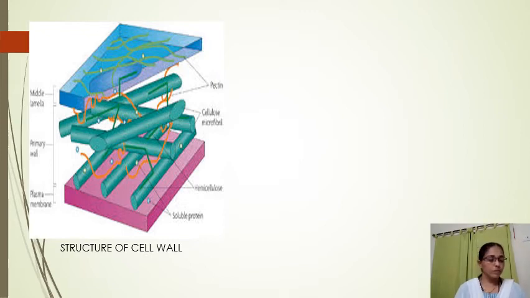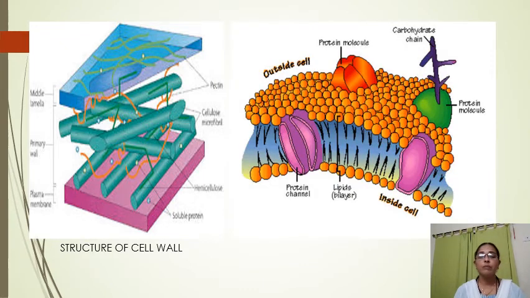So this cell wall helps for protection and helps the plant to stand and overcome whatever it could tolerate: the wind, the storm, the climatic conditions. That is all because of this strong cell wall.